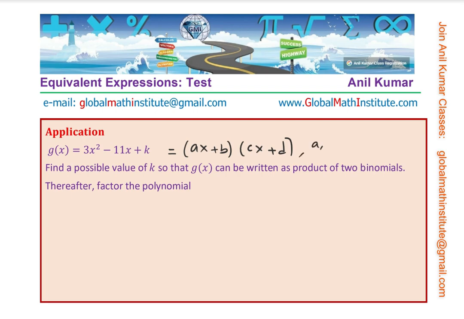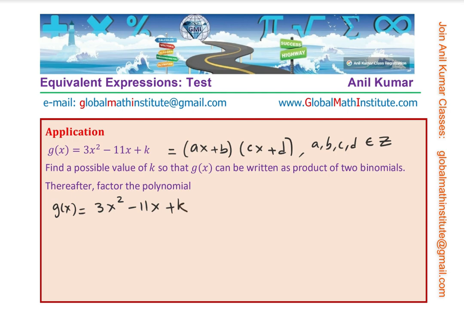Where a, b, c, d belong to integers. Makes sense? Correct. That is factoring, right? So what could be the values of a? We are looking for g of x equals 3x squared minus 11x plus k.